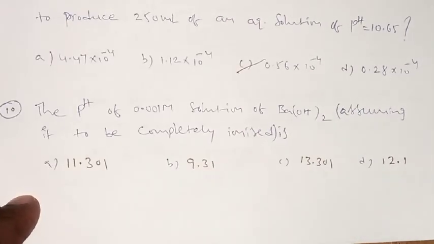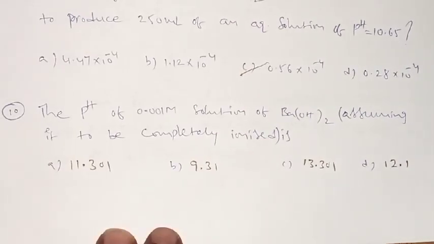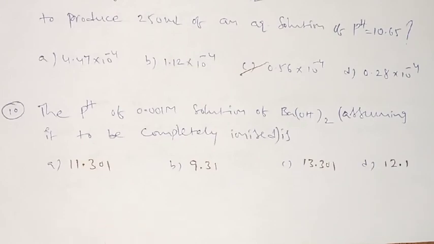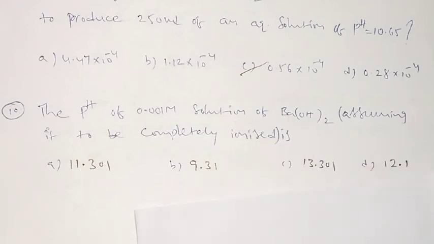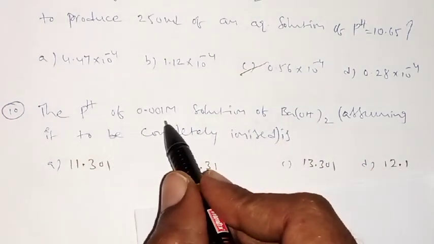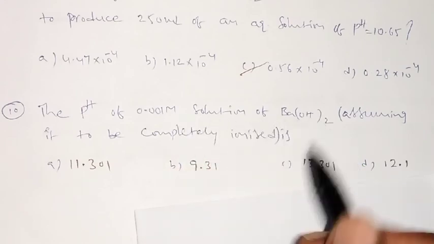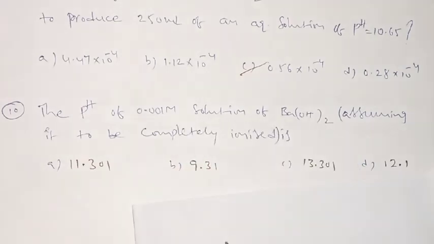The pH of 0.001 M solution of Ba(OH)2, assuming that it will be completely ionized, is? So simple question it is. Actually textbook level question it is. So as per the given solution, pH of the 0.001 M solution of Ba(OH)2.